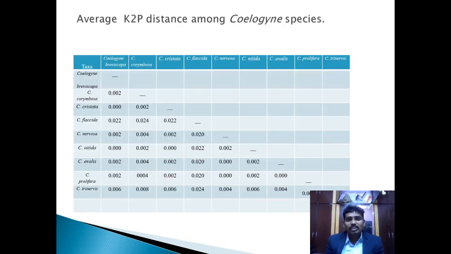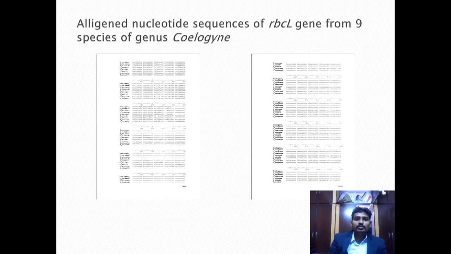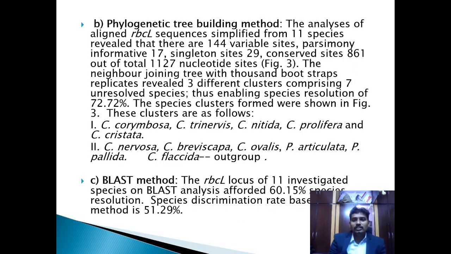The average K2P distance score shows these Coelogyne species: Coelogyne breviscapa, Coelogyne corymbosa, Coelogyne cristata, Coelogyne nervosa, Coelogyne nitida, Coelogyne prolifera, and Coelogyne trinervis. This shows they are close relatives. So these are the nucleotide sequences in Coelogyne, of different species, and the aligned nucleotide sequence of the rbcL gene from the Coelogyne species. Next, the phylogenetic tree building method.